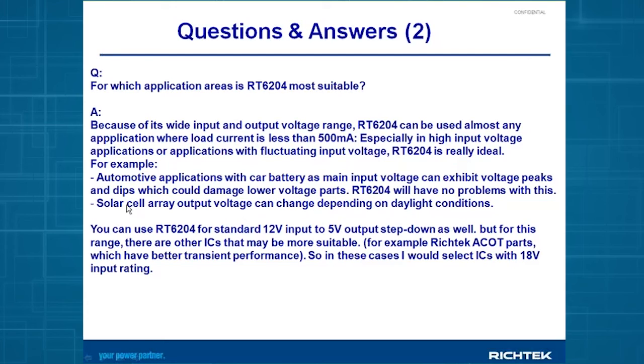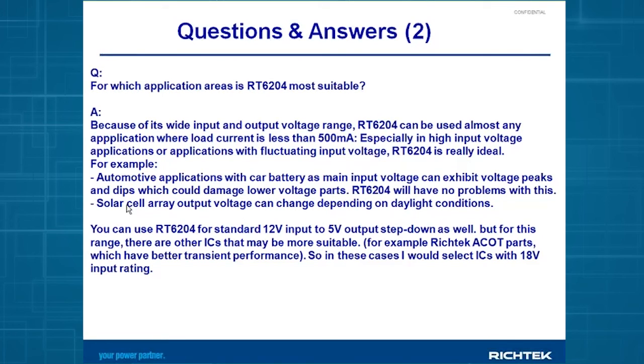Solar arrays are another example. A solar array produces a voltage which is dependent on the daylight condition. So if you put solar arrays in series, but there is a cloud in front of the sun, the voltage drops and you would still like to provide a stable output voltage from a fluctuating input voltage. Here, RT6204 is really suitable.